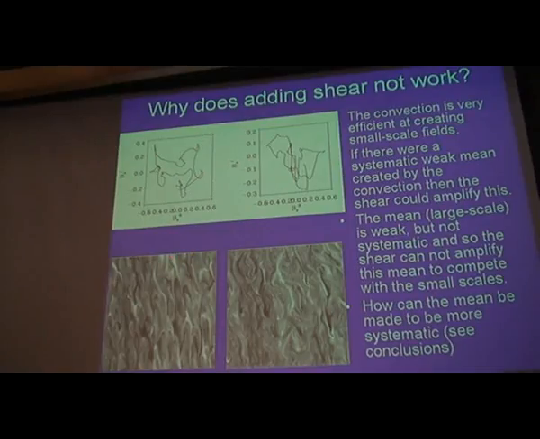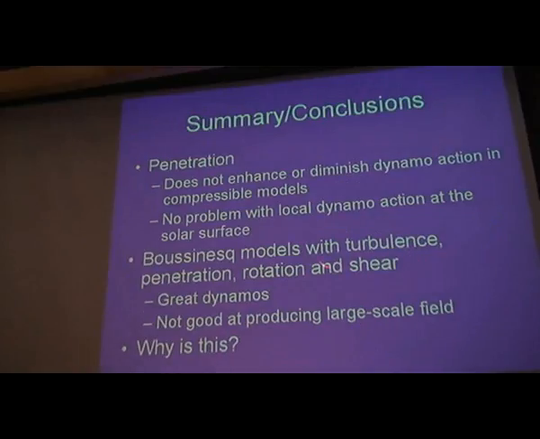Right. Okay, so shear doesn't help. Just to summarise, penetration doesn't enhance or diminish dynamo action in the compressible models. It enhances it slightly. So there is no reason that a local dynamo at the solar surface should switch off. I believe that it's not reprocessing of flux that you're seeing at the solar surface. It really is just local dynamo action.